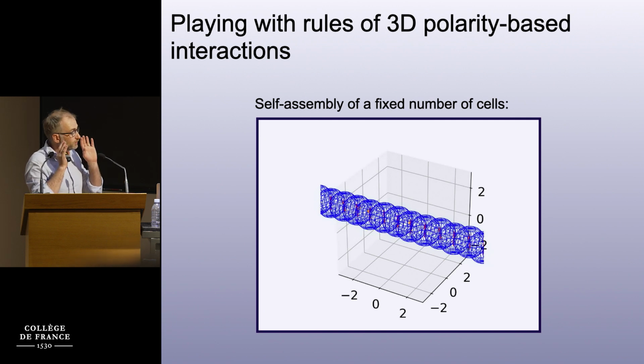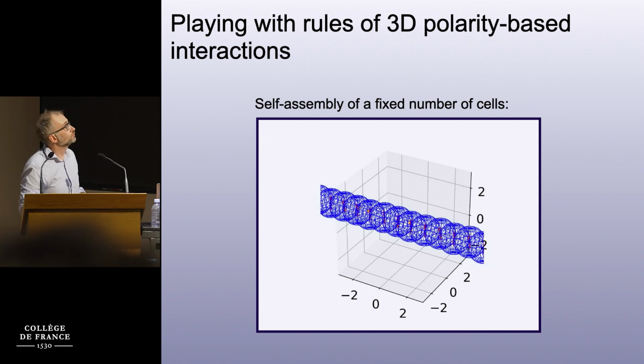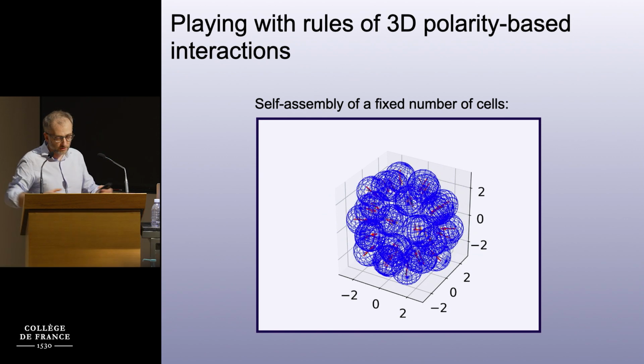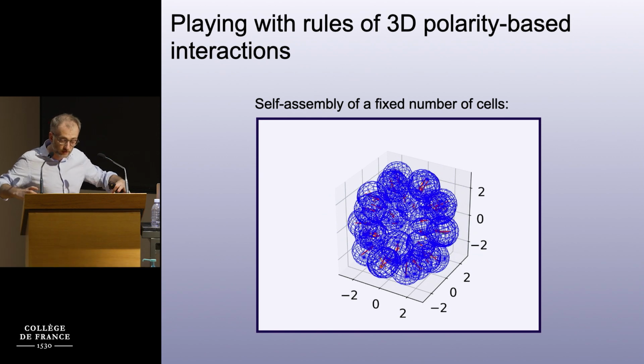So I showed you this model, which is based on polarity interaction. I just wanted to show, to finish this, we can have different flavors of this model, and this is a version where a set of cells assembled in a row can spontaneously assemble into a hollow sphere, and this is a very interesting self-organization process that we can obtain with this model.